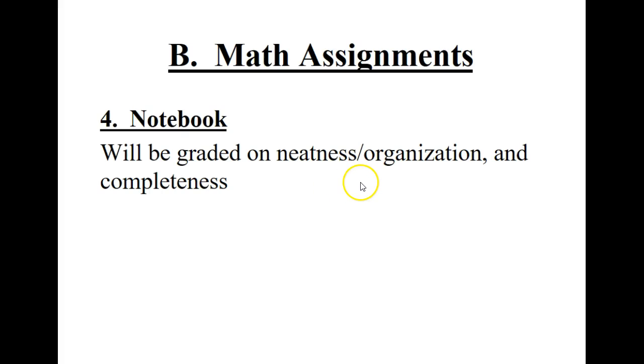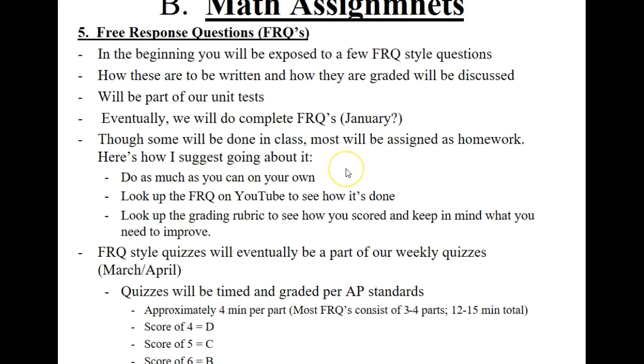All right, so the notebook, I'm going to have you guys do a notebook. Did I already pass it around? Where did it go? I did? Oh, okay, good. So you guys already saw it then. Cool. It's graded on neatness, organization, and completeness.